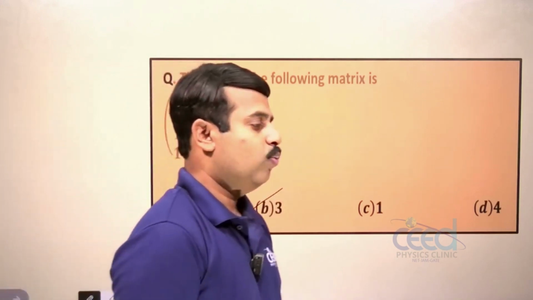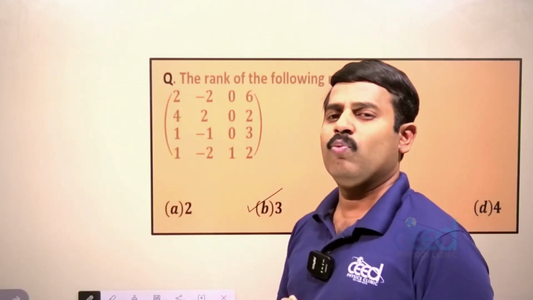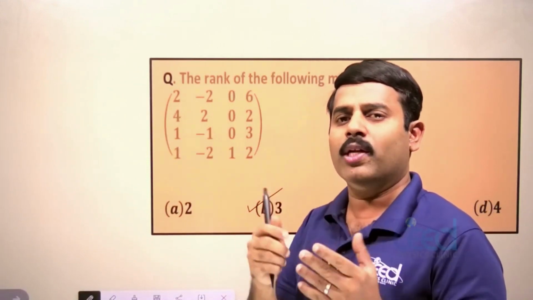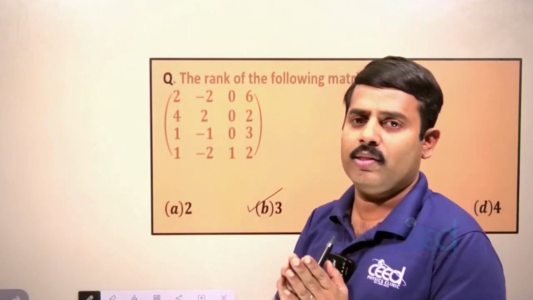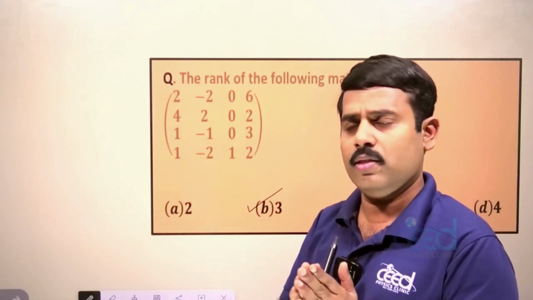At least one 3 by 3 matrix extracted from this 4 by 4 matrix whose determinant is not equal to 0 means that its order is the rank of the matrix, right. The order of that matrix is the rank of that matrix, alright.